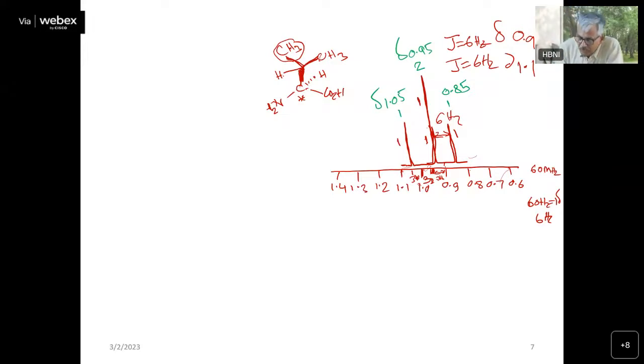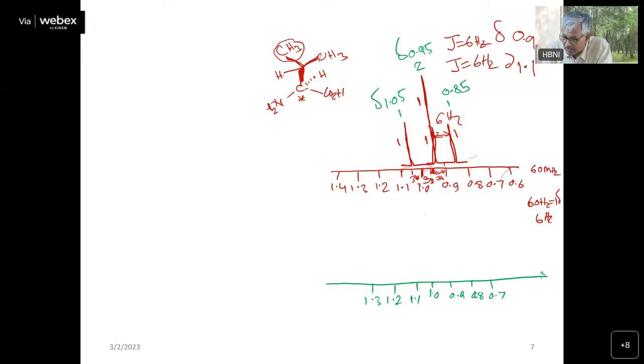Okay, now you change the machine to, let us say, again, I'll put this as 1.0, 0.9, 0.8, 0.7, 1.1, 1.2, 1.3, and now let us see, we have moved to 300 megahertz. Okay, so 1 delta is equal to 300 hertz.